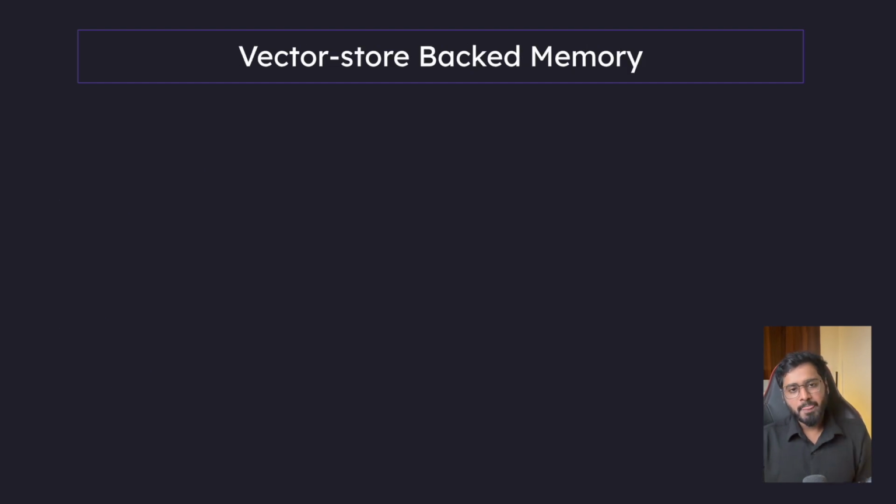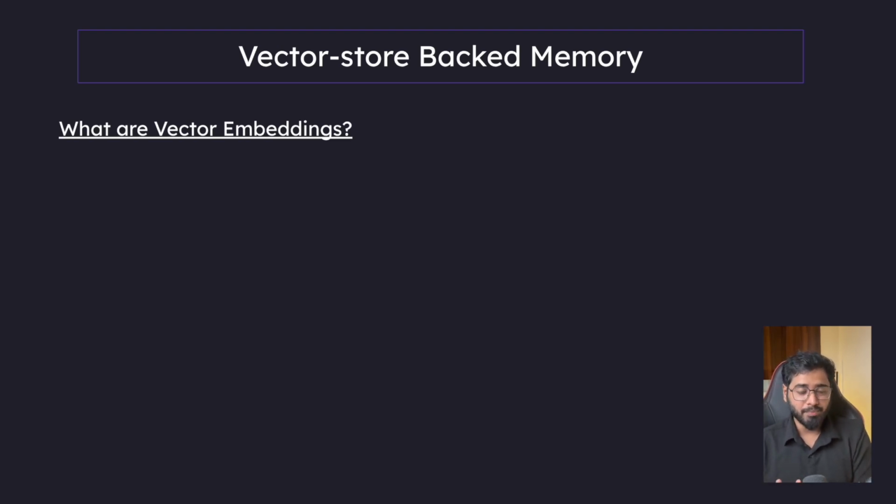All right. Now, we've come to the last type of memory that LangChain provides, which is called vector store backed memory. I'm hoping that you already know what vector stores and retrieval augmented generation are. If you do not, I've got a LangChain complete crash course where I teach everything from scratch about what RAGs, vector embeddings, and vector databases are. But if you do not know it, that is completely fine. I will give you a primer on it.